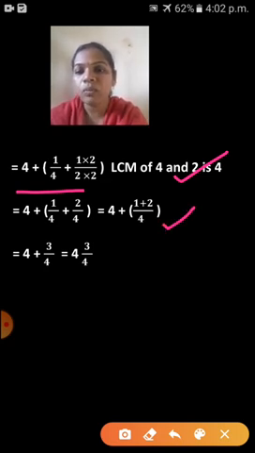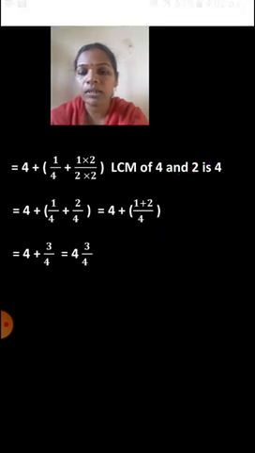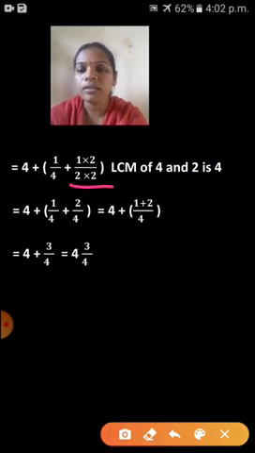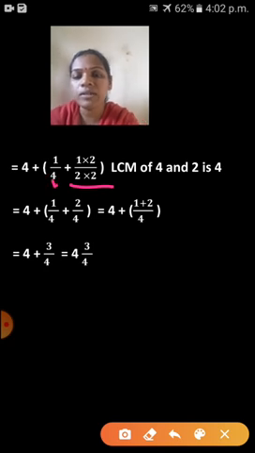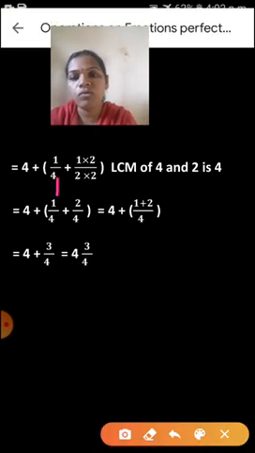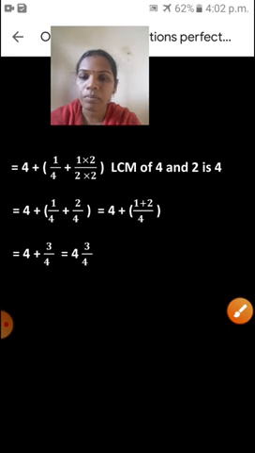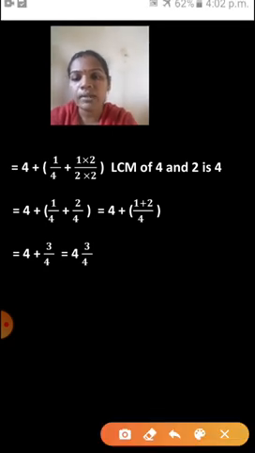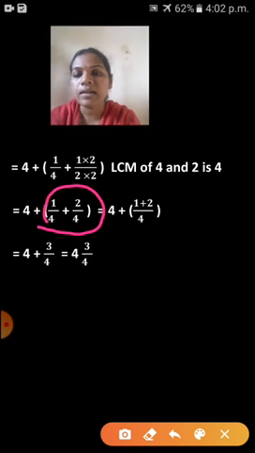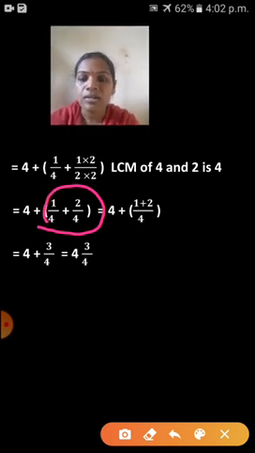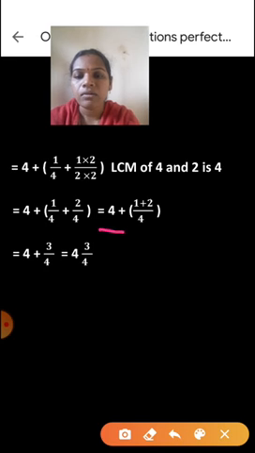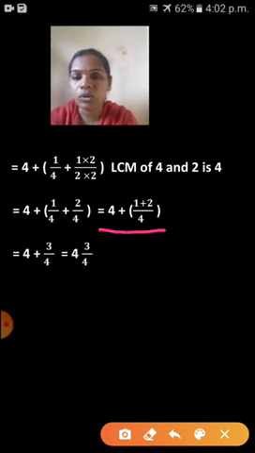So what do you have to do next? Yes, 4 plus, you have to multiply this fraction. That means 1 upon 4 you write as it is, and here you have to multiply: 1 into 2 is 2, and 2 into 2 is 4. So 2 upon 4. Now it's really easy to add these like fractions. Understood, children? So 4 plus 1 upon 4 plus 2 upon 4.